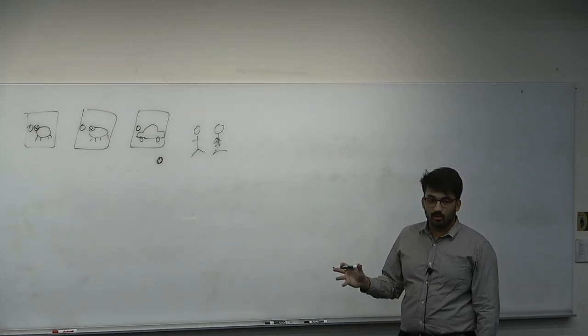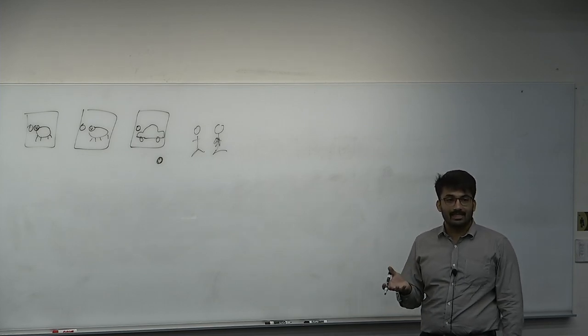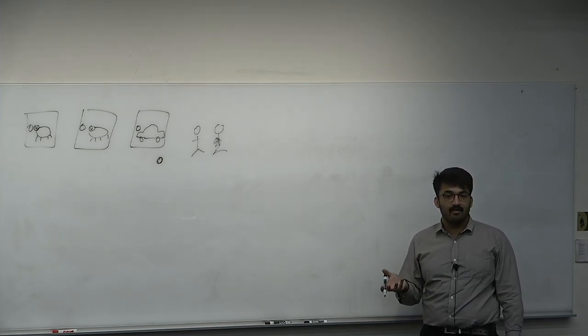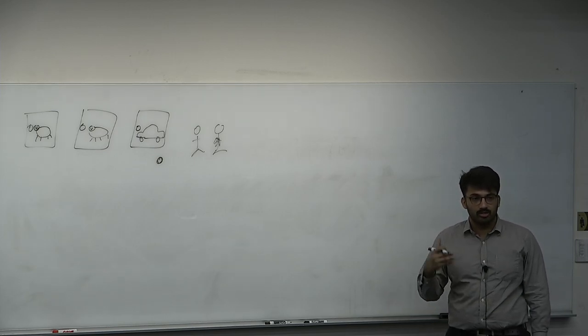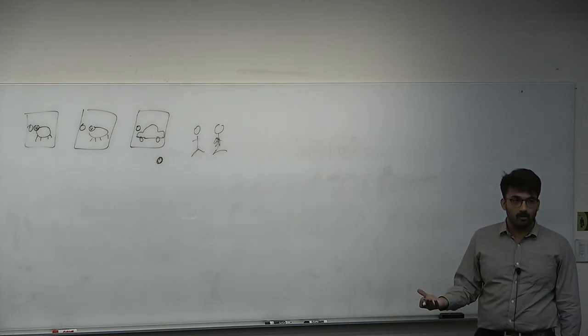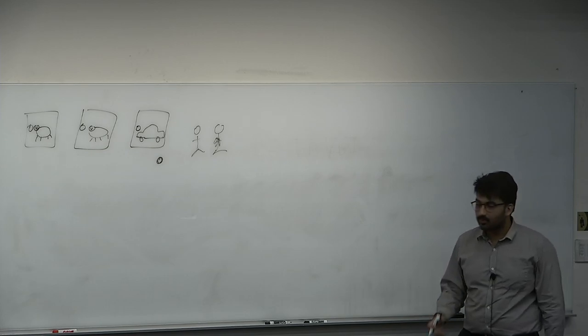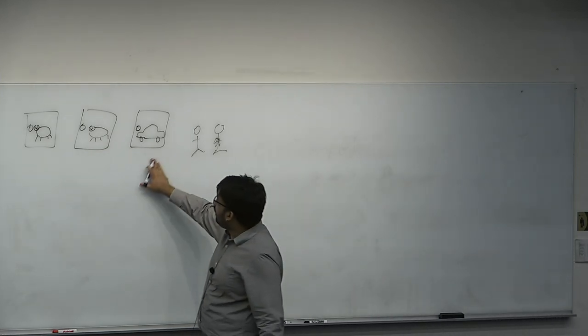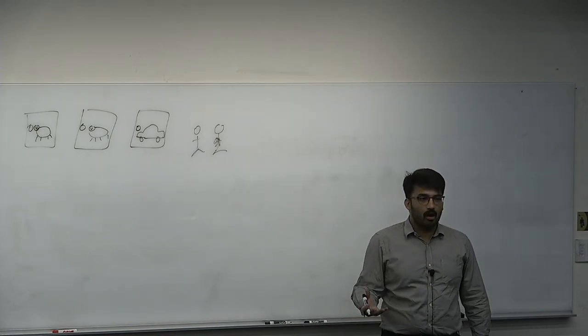What he does is he's going to reveal to you a door that has a goat, guaranteed to have a goat. Then he's going to allow you to switch your choice. Do you want to switch to the other door that remains closed, or do you want to stay on your door, right? So the Monty Hall, if you chose a door randomly, what's the probability that you win, that you get a car?